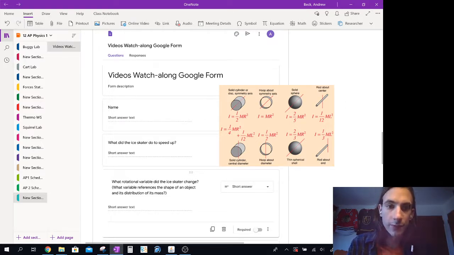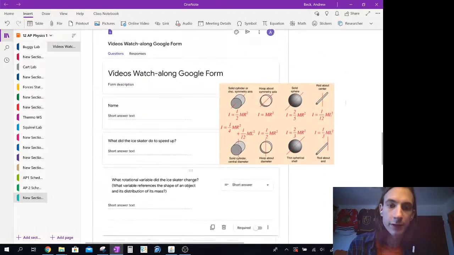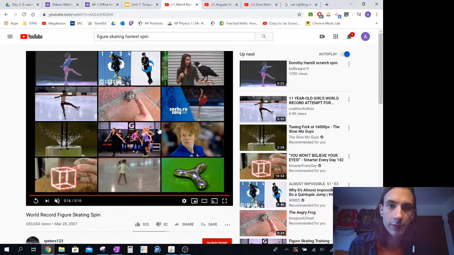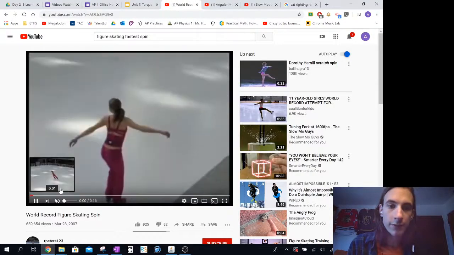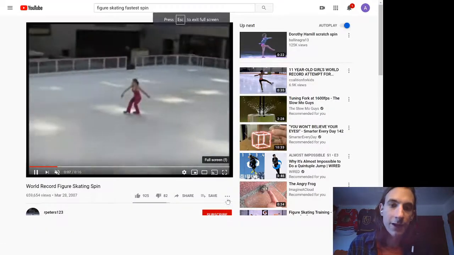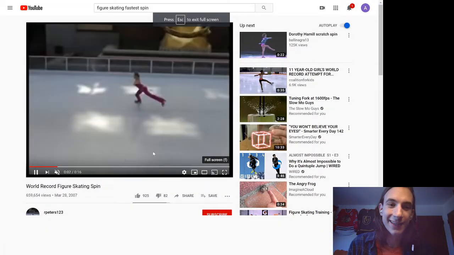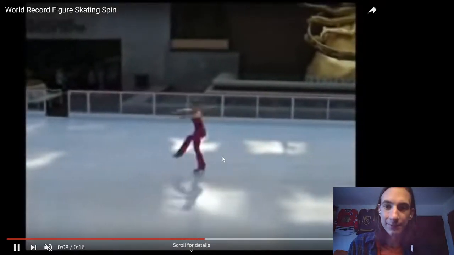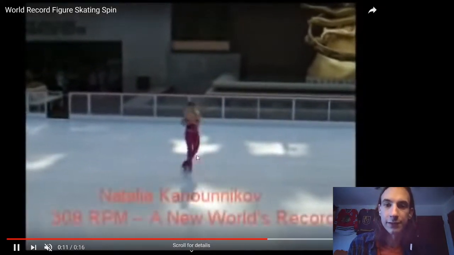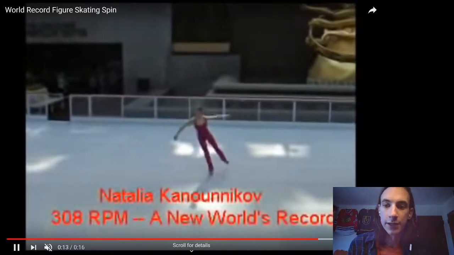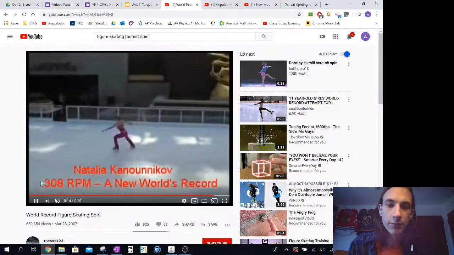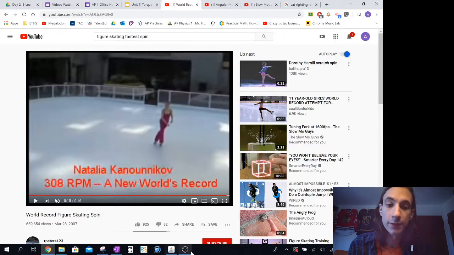So we saw, okay, what did the ice skater do to speed up? In our video we saw, okay, well she moved her leg in to speed up. Before her leg was far out. And then she brings that leg in, closer to her body, closer to that central axis of rotation, and she goes really, really fast. So we're looking at, okay, well her leg was far away, and then it moved closer.